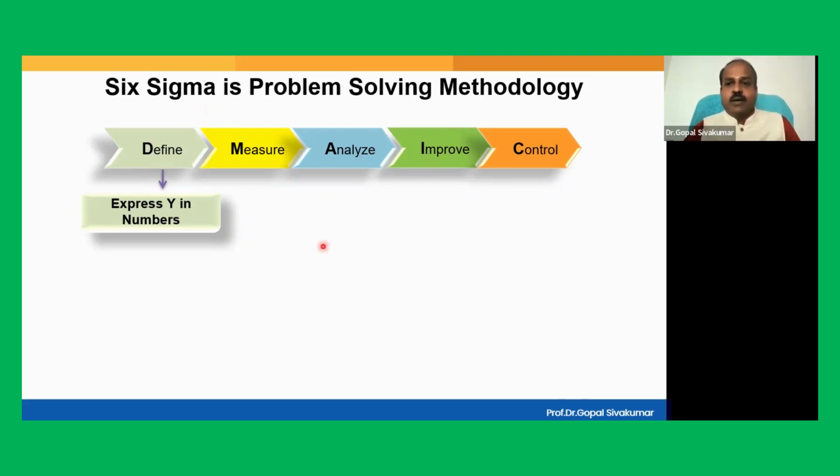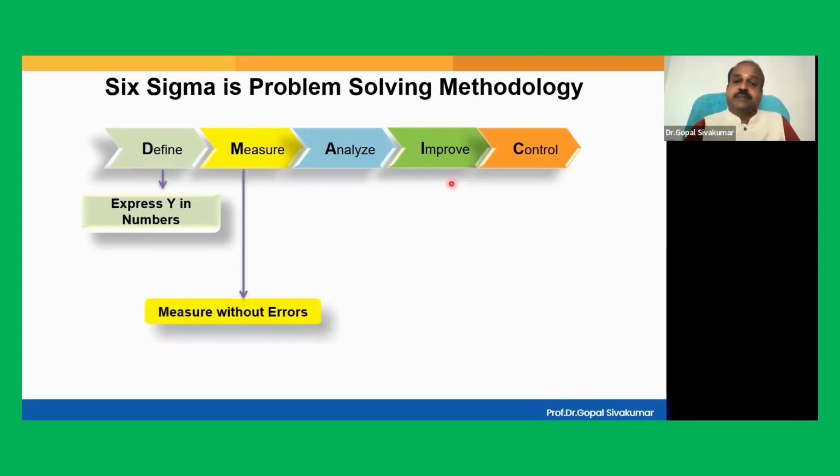Right? And once the define is done, you move on to measure. And now why do I want to measure? I want to measure the baseline. What is the real ground reality? People are saying there is 10% rejection. Is it really 10%? Or is it only that they are talking? So we need to collect data and validate the baseline. The purpose of measure is to validate the baseline.